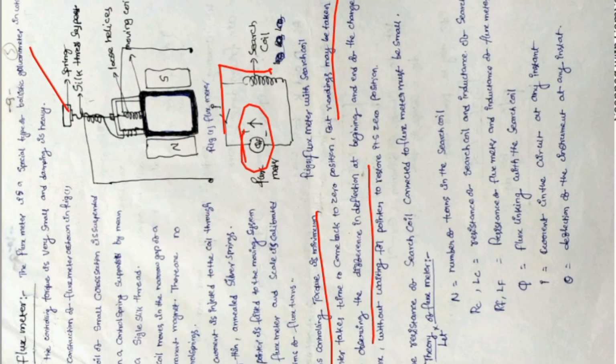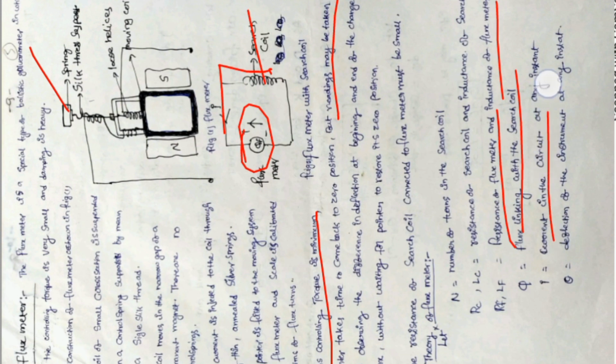N is the number of turns in the search coil. RC and LC are the resistance and inductance of the search coil. RF is the flux meter resistance, and LF is the inductance of the flux meter. Phi is the flux linking with the search coil. I is the current in the circuit at any instant. Theta is the deflection of the instrument at any given instant.